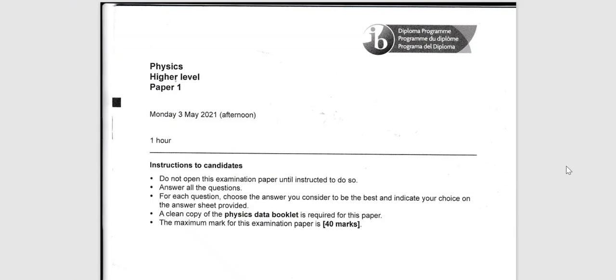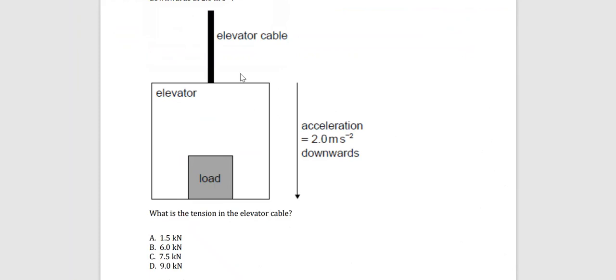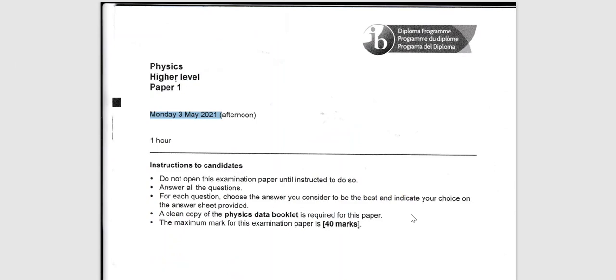Today, inshallah, we're going to continue solving topic 2 mechanics, paper 1. I'm going to start with the questions that are related to mechanics from May 2021, and then we'll continue solving the rest of the worksheet I shared with you on Google Drive.